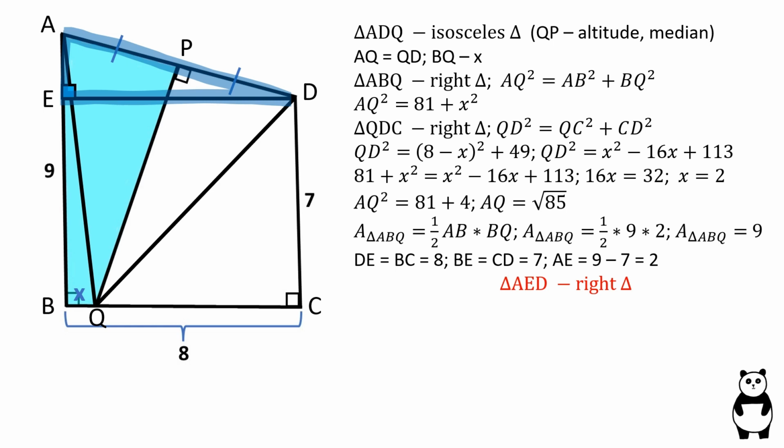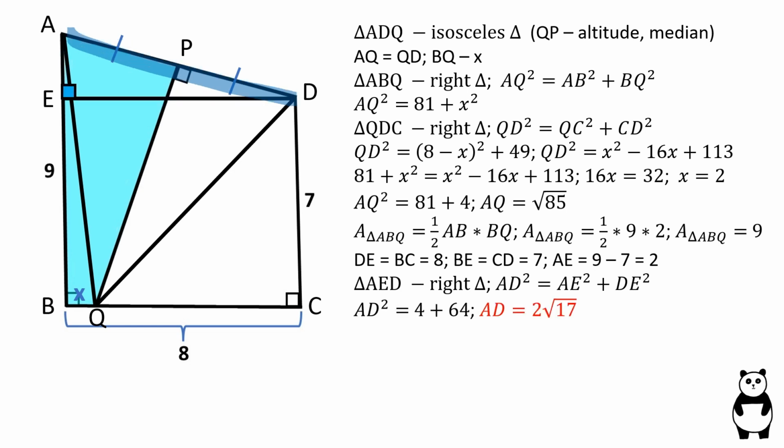Triangle AED is a right triangle. By the Pythagorean theorem, AD squared is equal to AE squared plus DE squared. Let's sub in the values. AD is equal to 2 square roots of 17. AP is equal to PD and equals square root of 17.